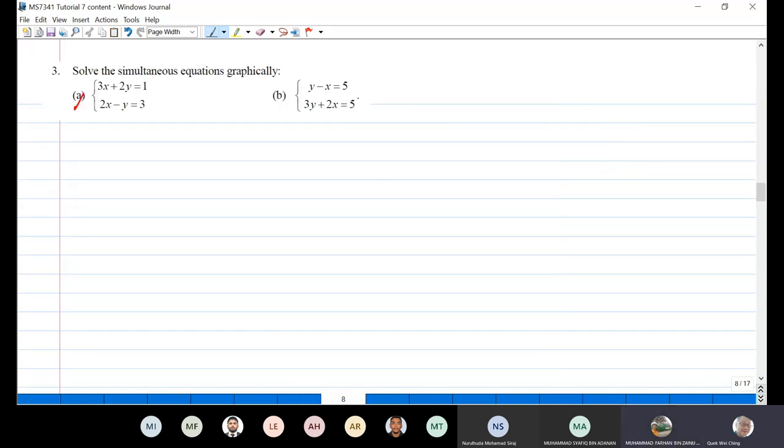Okay, I'm going to do question 3A for you. Solve the simultaneous equation graphically. So you're going to draw graph again. What is the meaning of solve simultaneous equation? This means you have to find the intersection. Find a common point, the intersection, the common point. Find the intersection of common point of the two straight lines.